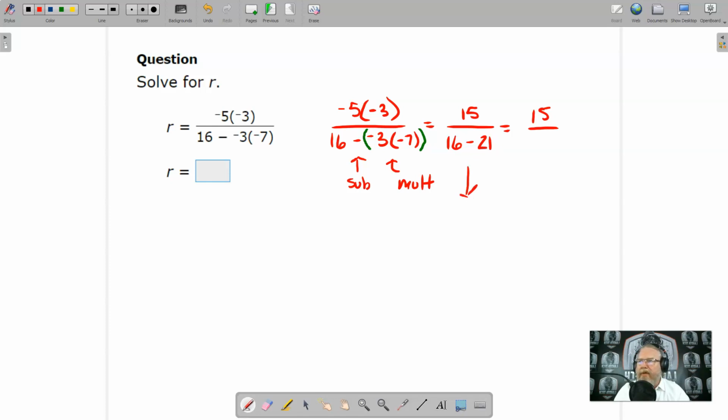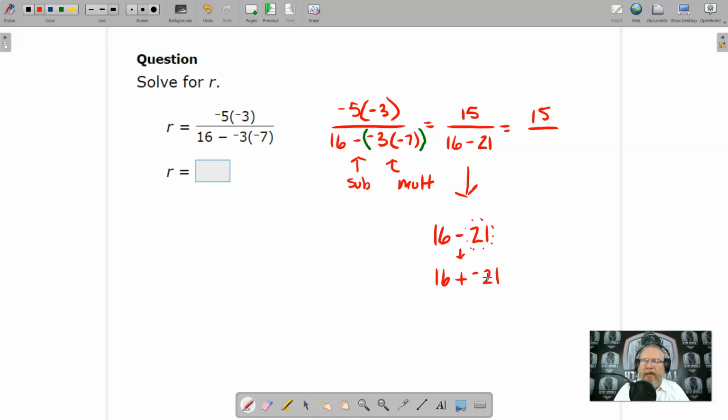Now I'm going to move this to a smaller problem down here. I'm going to take 16 minus 21. I don't like 16 minus 21. I'd rather do something different. And here's what I'm going to do. I'm going to keep the first number the same. I'm going to change the sign from subtraction to addition. Then I'm going to take the opposite of the number that follows it. So the opposite of positive 21 is negative 21.